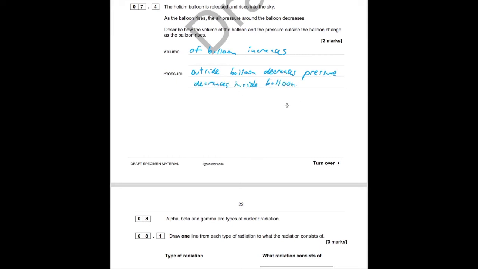And that's because as the volume increases, the particles have now got more space, so there's less collisions per second. And then that's basically what pressure is, how many collisions there are per second.